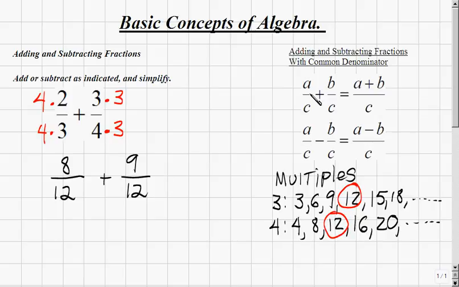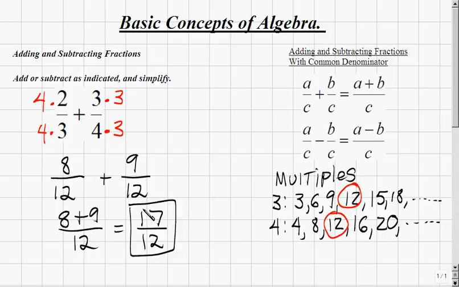So our rule now stands that if we add two fractions with common denominators, we add the tops and keep the bottom. That means this will become 8 plus 9 over 12, which if we add up will become 17 over 12. Depending on the class you're taking, 17/12, an improper fraction, is a good enough answer, especially for algebra.